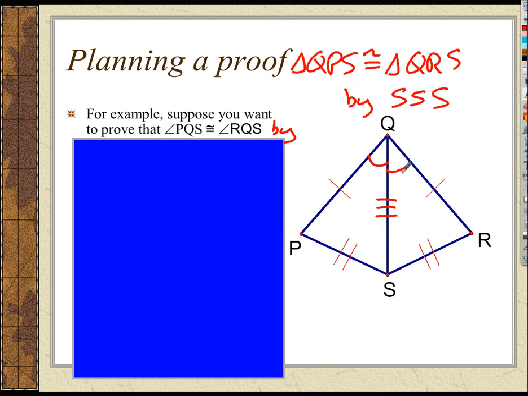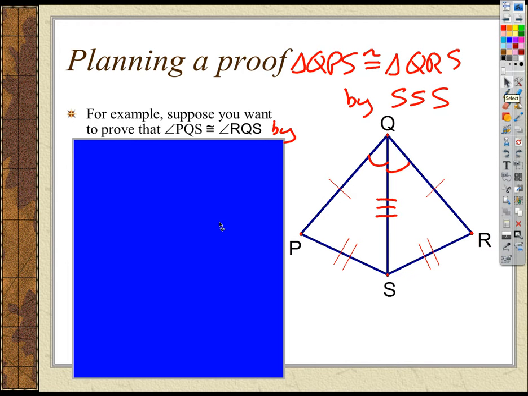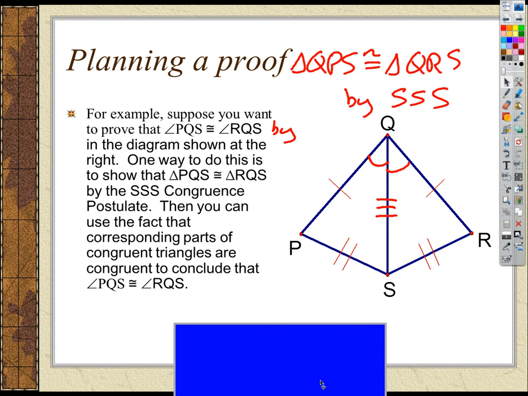So that's our strategy. Even though the question is not asking us to prove that the triangles are congruent, we need to. We're going to show that the triangles are congruent, and then because they're congruent, those corresponding parts just come with the package by CPCTC. Okay? So here's kind of the way the book describes it. I mean, that's just what we just did. We're going to show the triangles are congruent by SSS, and then we can use CPCTC to show that the corresponding angles are congruent. Okay? All right, let's try another one.